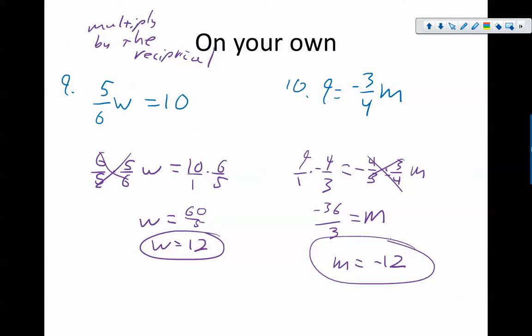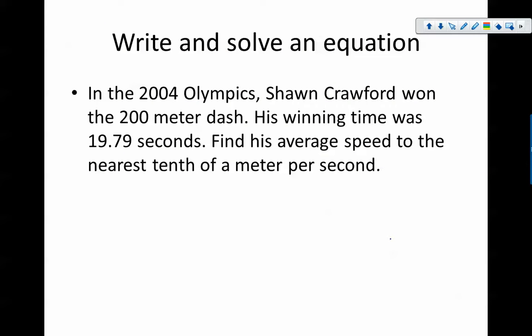Questions, comments, concerns, make sure you leave them or ask your teacher. Otherwise, let's go to the last little bit here, which is to solve a context question.